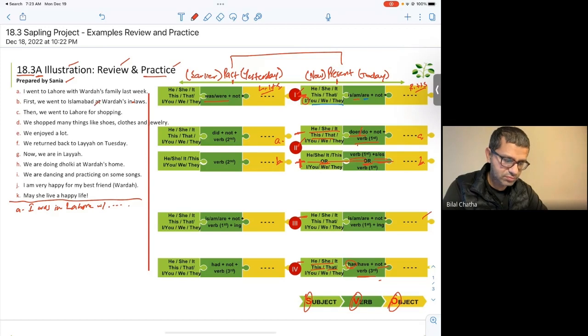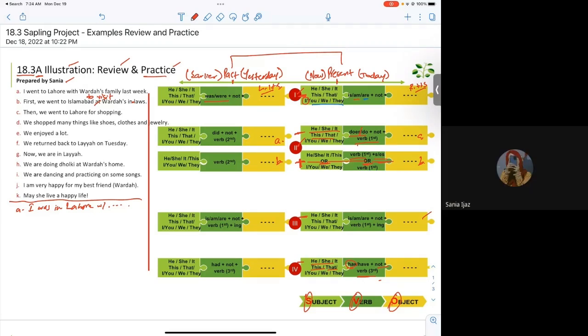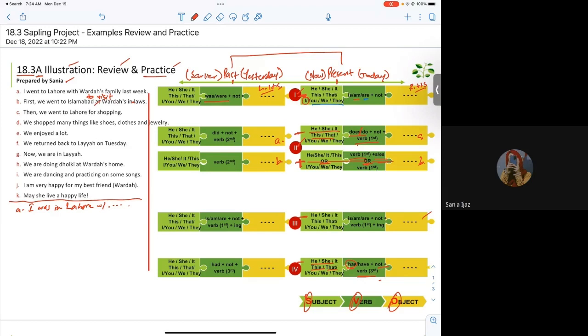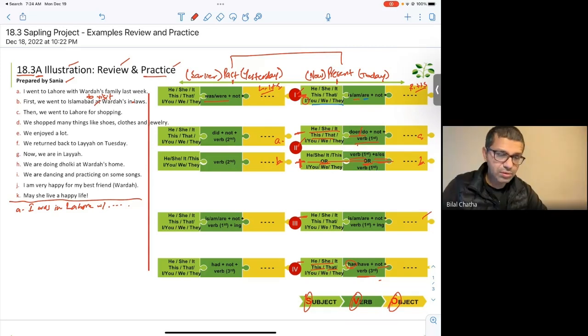So we went to Islamabad to visit. Okay. Here you gave me a little more detail, Sania. The purpose of your visit. So you gave them some gifts, right? Yes, sir. How would you say that? We gave them some gifts.